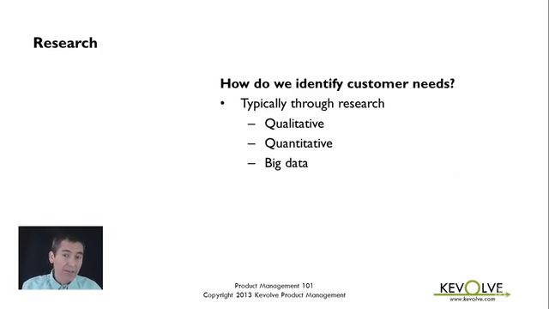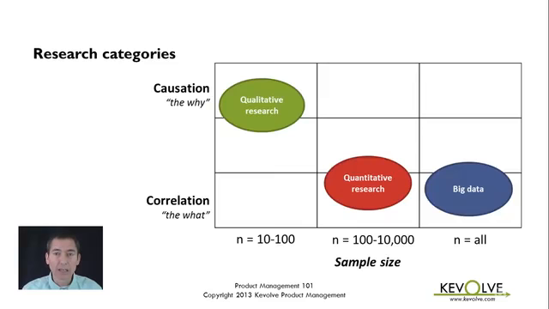So how do you identify these customer needs? Typically you do this through research, and it can be qualitative research, quantitative research, or maybe mining your big data. So we're going to talk about those 3 areas. In particular, we're going to focus on the qualitative area because it's just an absolutely critical area for product managers. But let's look at the overall picture between qualitative, quantitative, and big data. We've kind of graphed them out, across a couple vectors here.